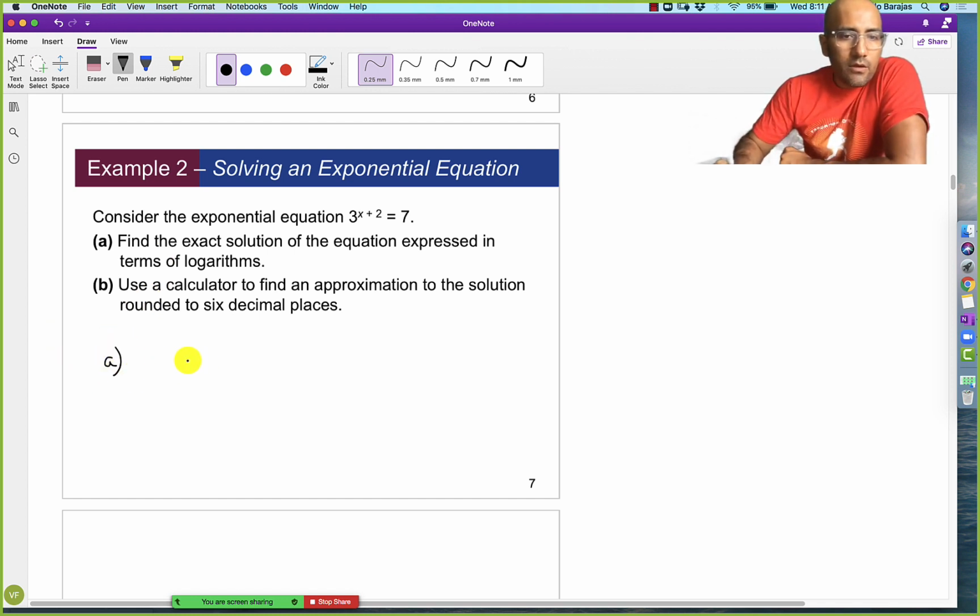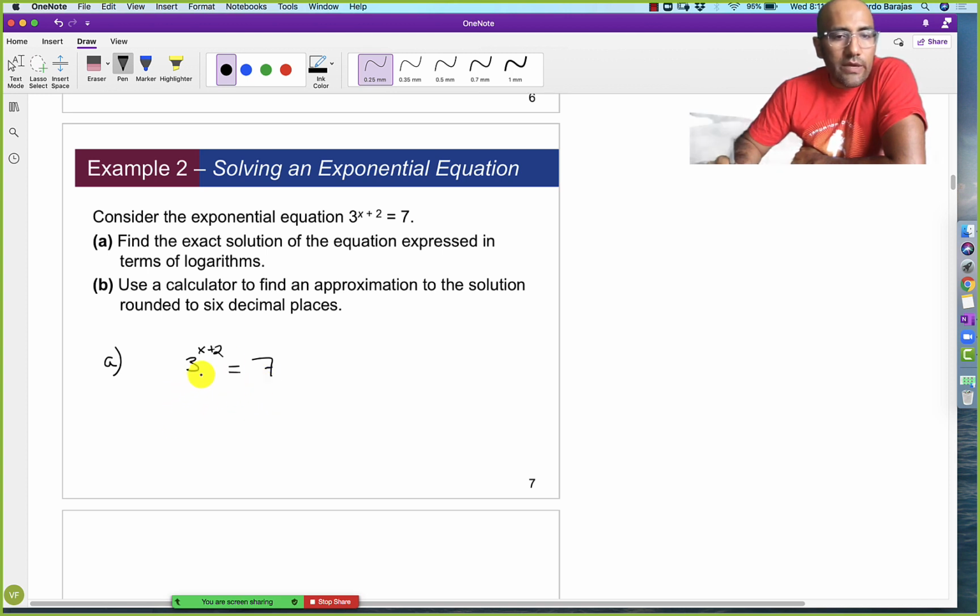Part A, we have 3 to the power of x plus 2 equals 7. Well, one thing we could do is rewrite this as an exponential number with base 3, and we'll leave that as a plan B. We'll come back to that. But for now, what we'd like to do is apply a log to both sides of the equal sign.